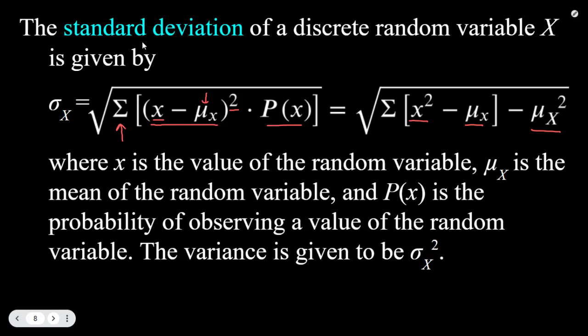But in this case, remember that x is the value of the random variable. Mu sub x is the mean of the random variable. And p of x is the probability of observing a value of the random variable, the specific one we're talking about. And then if we wanted to find the variance, we would just take that standard deviation that we calculated right here, and we would square it. So that is the formula. Again, we're not going to have to do that. We're going to allow the calculator to do this work for us.